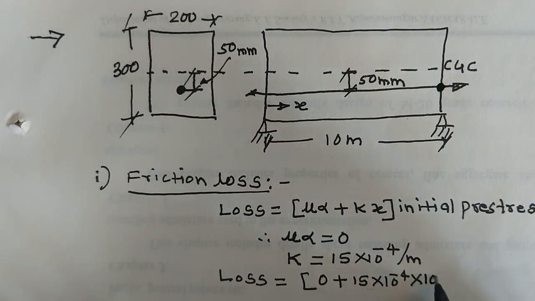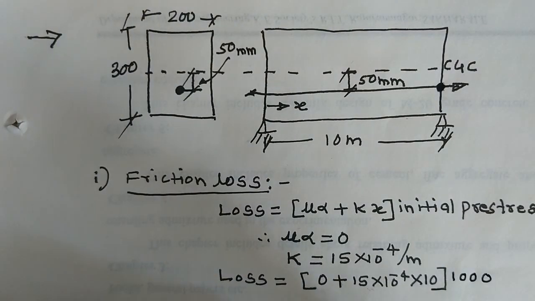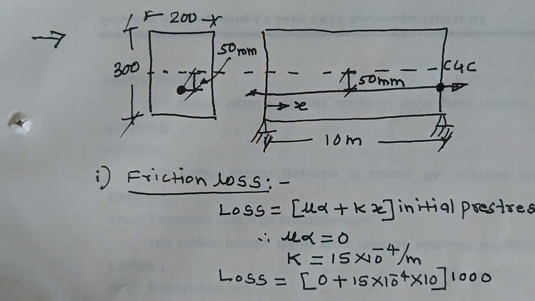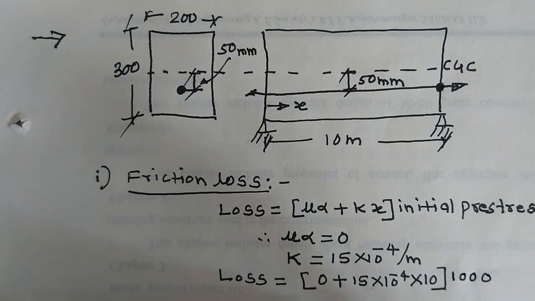Directly I have to put here 10 meter, because in the frictional coefficient 15 into 10 raised to minus 4 per meter, this meter gets cancelled, and you have to put now initial pre-stress. Initial pre-stress is 1000 Newton per mm square. After multiplication we get the value. It is 15 Newton per mm square. 15 Newton per mm square is the friction loss.